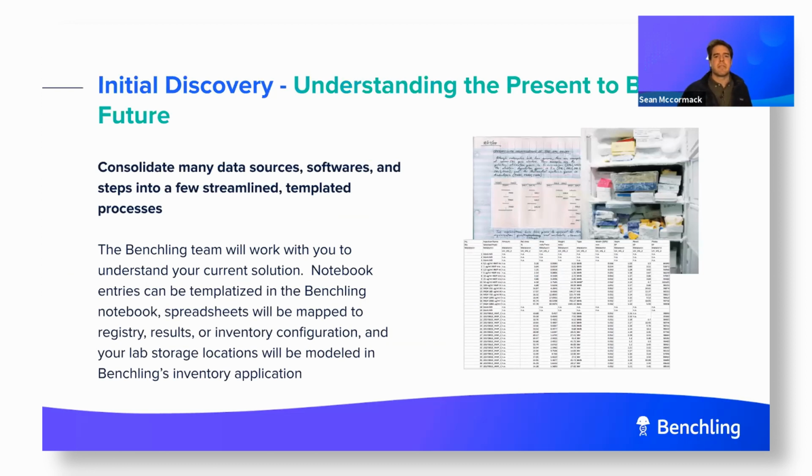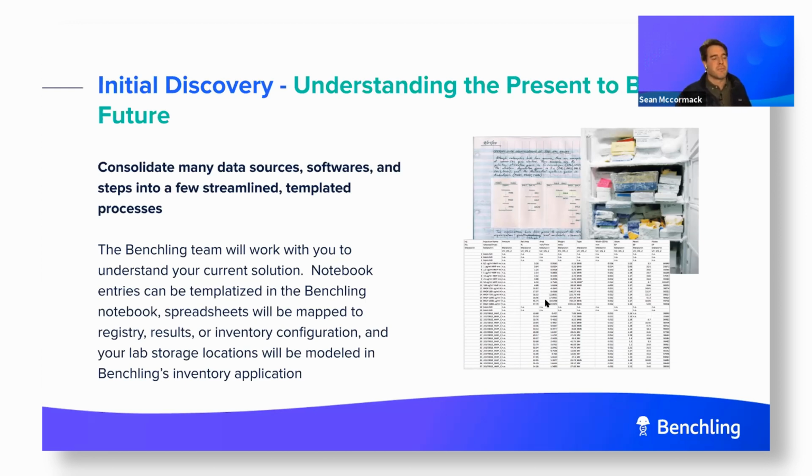Going a little bit deeper into this, if we look at the initial discovery, when we're sort of understanding that present, this is when we're going to be consolidating those many data sources, softwares, and steps into a streamlined process. So we're going to want to see your lab notebooks. How do you record data today? Do you use templates, and what do they look like? Hopefully your freezer is in better shape than this one, but we'll want to understand where things are located, and help you, if someone's looking for a cell line in the system, be able to find it. If someone needs a plasmid in the system, we can tell you how much you have as long as you're keeping that inventory solution up to date.